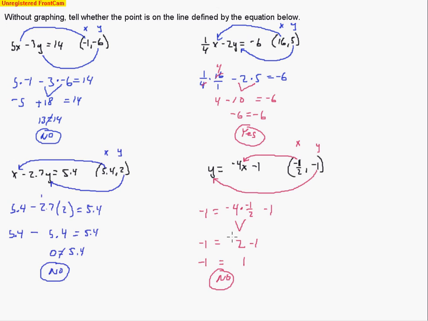So numbers have to exactly equal. They have to be the same number in order for us to have a yes. And if they don't equal, even if they're close, like 13 and 14, it's still a no. Even if they're the same number but opposite signs, it's still a no.